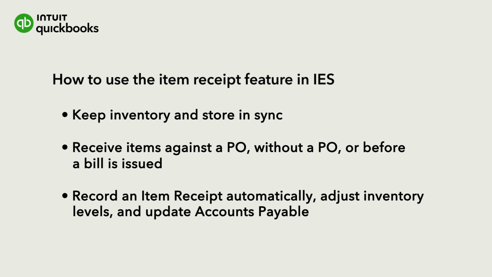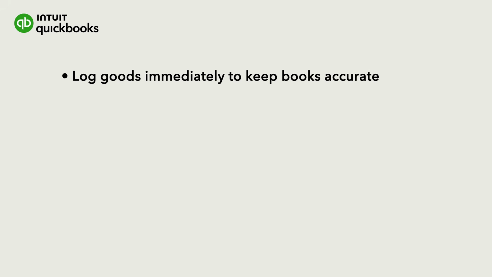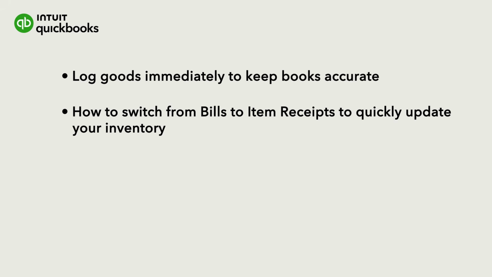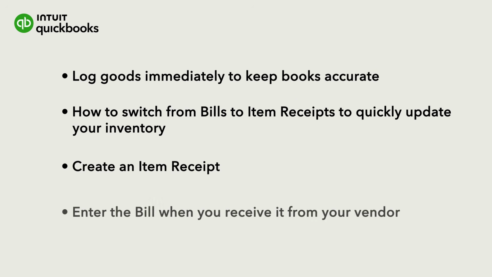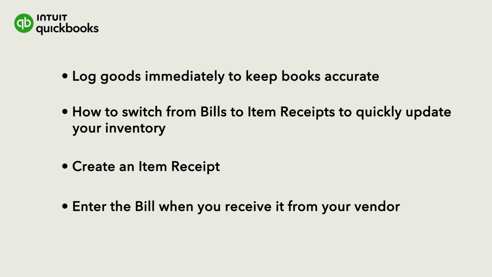Recording an item receipt automatically adjusts inventory levels, and, if a bill is included, updates your accounts payable and allows you to log goods immediately upon arrival to maintain real-time stock levels, ensuring your books stay accurate even if the financial documentation follows later. In this video, we'll review how to switch from bills to item receipts to quickly update your inventory, create an item receipt, and enter the bill when you receive it from your vendor.